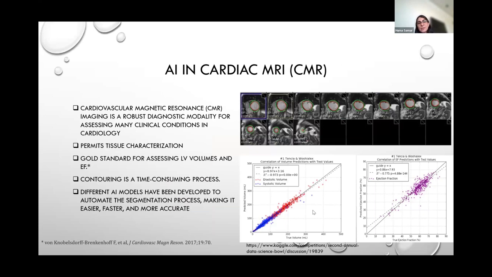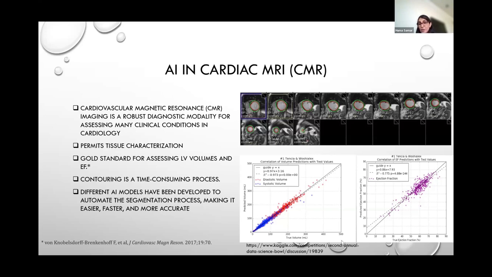Moving on to CMR, just like in echocardiography, we have several manual measurements that are made in cardiac MRI that require contouring of the endocardium, the epicardium, and even the right ventricle to obtain all the volumetrics that are needed for a full CMR evaluation. And this is obviously very time-consuming and causes a lot of inter-reader variability. We now have several approved AI models that will automate the segmentation process, making it easier, faster, and much more accurate.